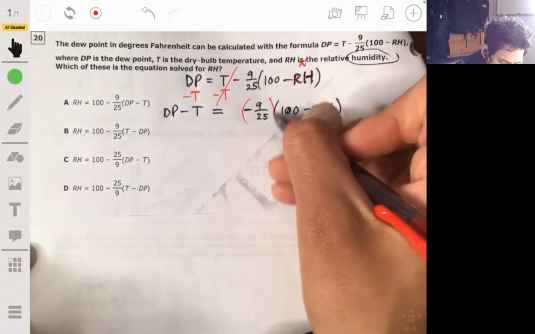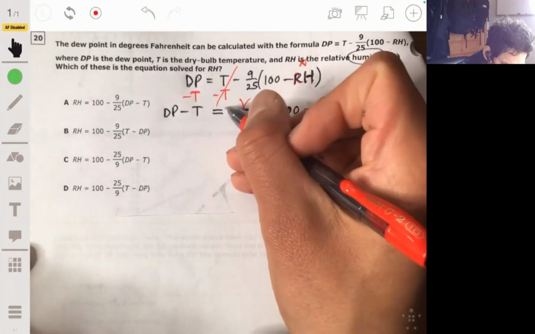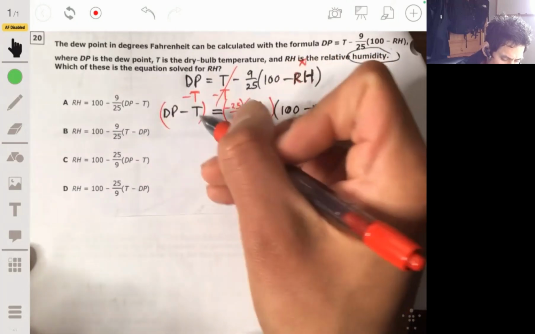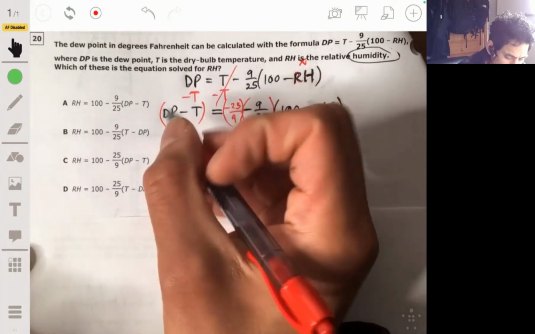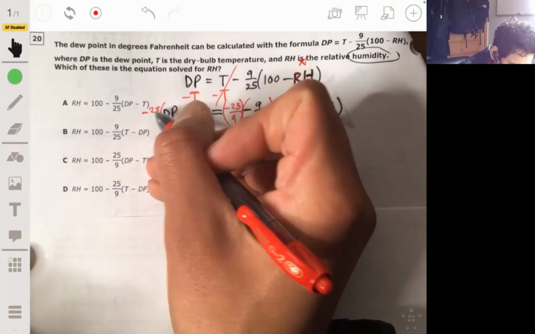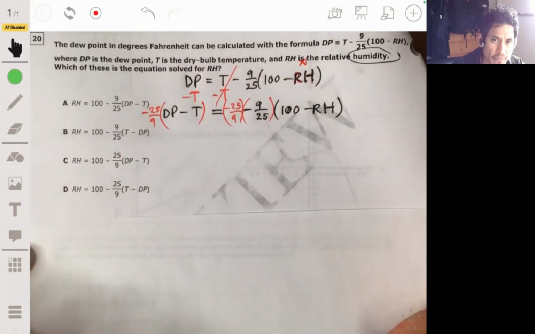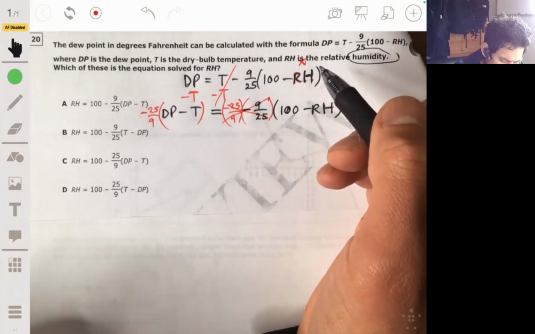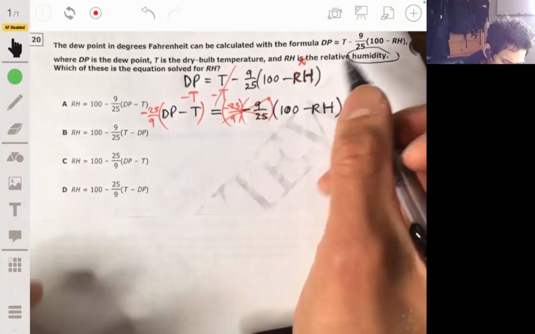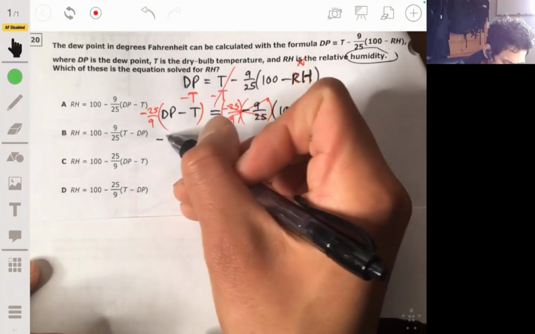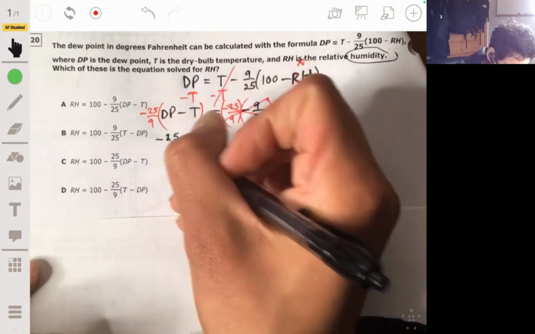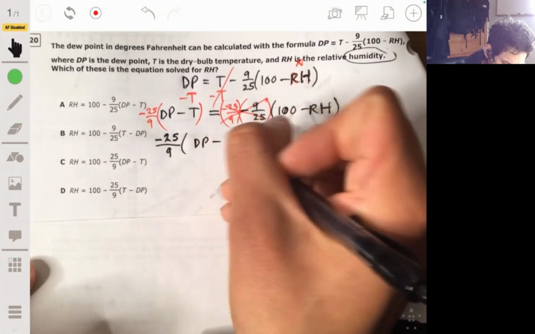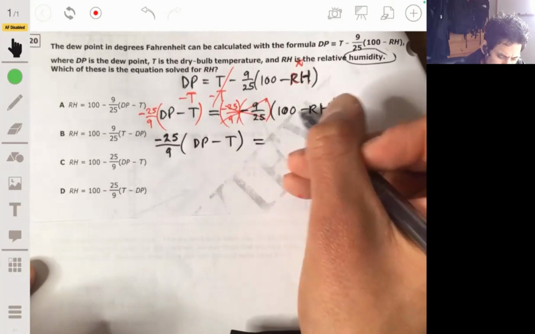Next, we need to get rid of this negative 9/25. So we're going to multiply both sides by negative 25/9. Make sure to group the dP minus T into parentheses. So we'll have negative 25/9 times the quantity of dP minus T. On the right side, these will cancel. And we'll be left, well, let me just rewrite this. So negative 25 ninths times the quantity of dP minus T is equal to 100 minus RH.